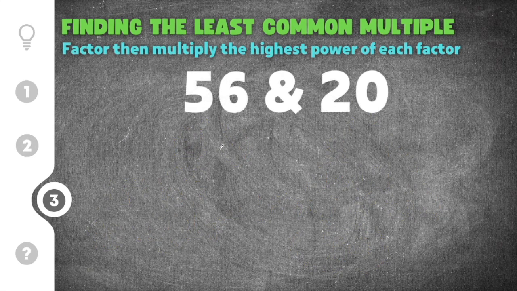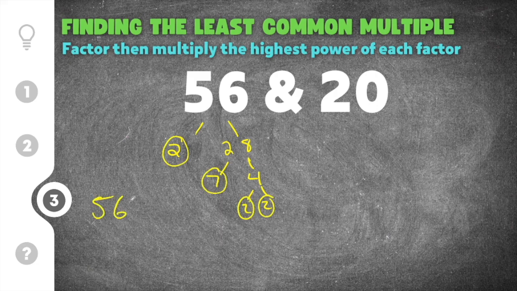And finally, our last practice problem asks us to find the least common multiple between 56 and 20. So I'm going to go ahead and start factoring these out. 56 is an even number, so I'm going to factor out a 2. 56 divided by 2 is 28. I notice that 28 is divisible by 7, so I'm going to factor out a 7, and this will be a 4. And then we're going to factor out 4 into 2 times 2.